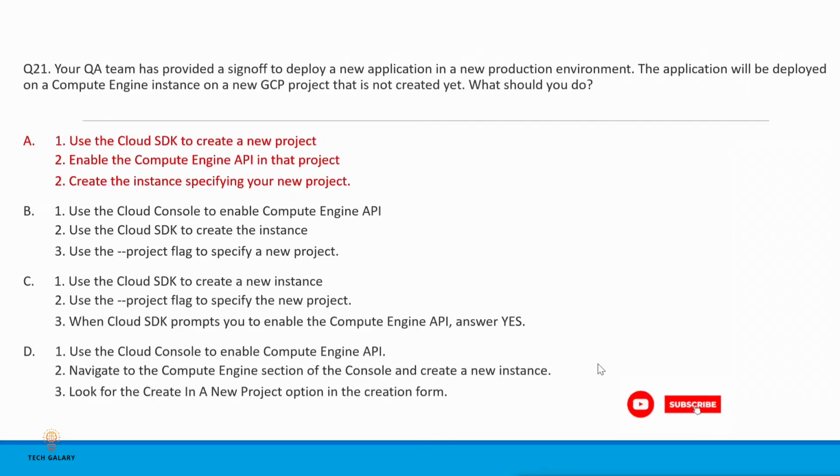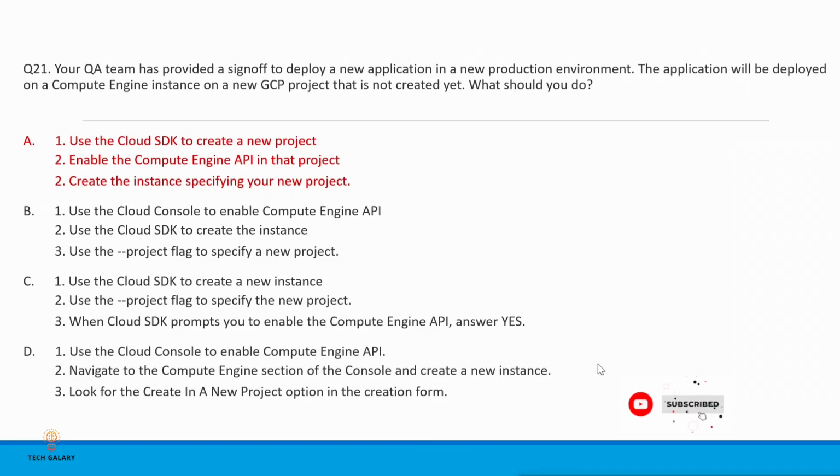Now let's take a look at option D. Use the Cloud Console to enable Compute Engine API. Navigate to the Compute Engine section of the console and create a new instance. Look for the Create in a New Project option in the creation form. Since we have not yet created a new project, this option doesn't seem correct. There is no such option in the creation form, because you need to create a new project first. So option D is incorrect.